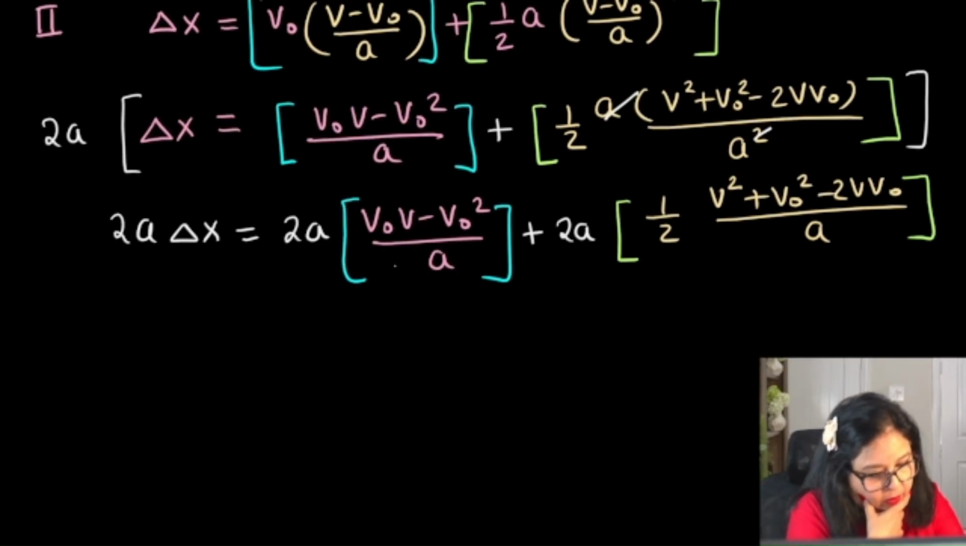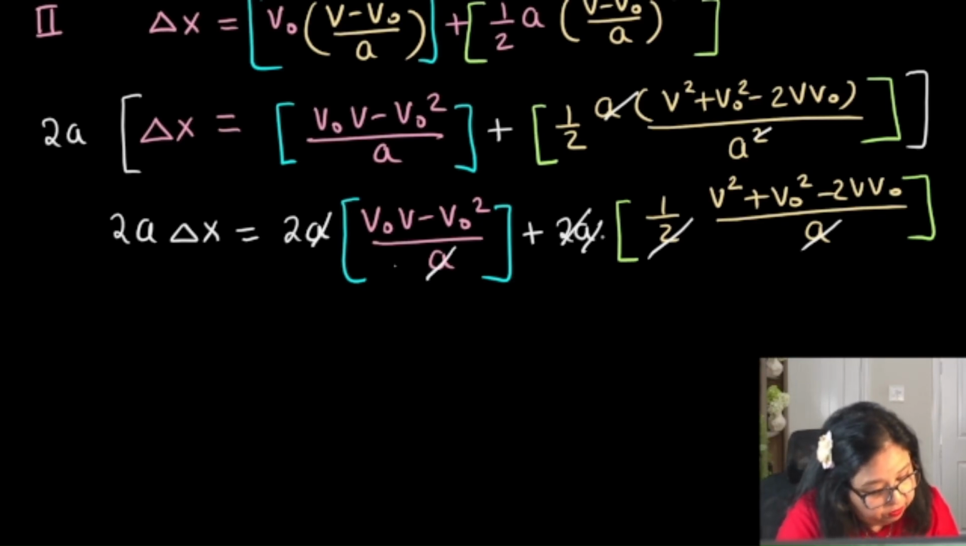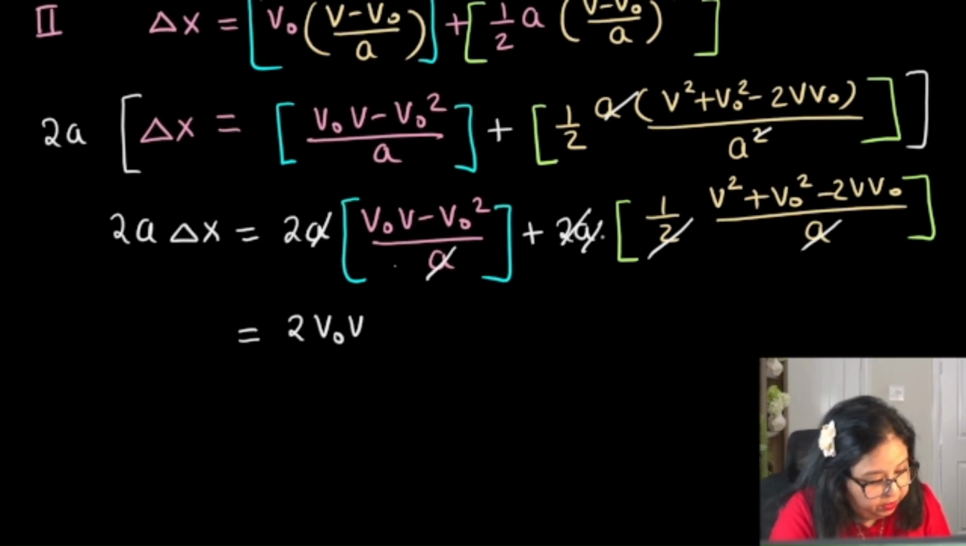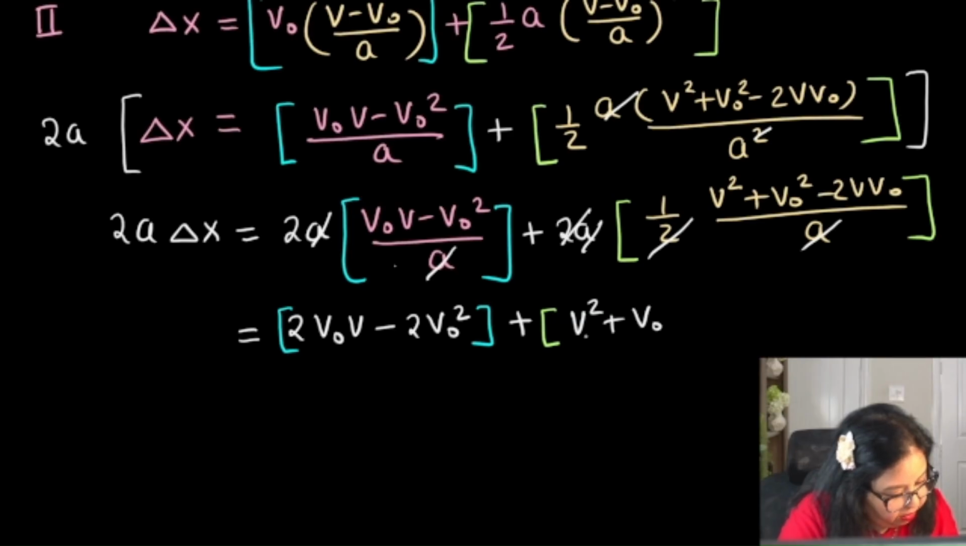This 2 cancels out the 2 in the second term in green parentheses, and also does the a. Not just that, even in the term in blue parentheses, the a cancels out. So what do we have? We have 2 times v naught v minus 2 v naught squared. Let's put blue parentheses around it. Plus, we have green parentheses inside which will have v squared plus v naught squared minus 2v v naught.